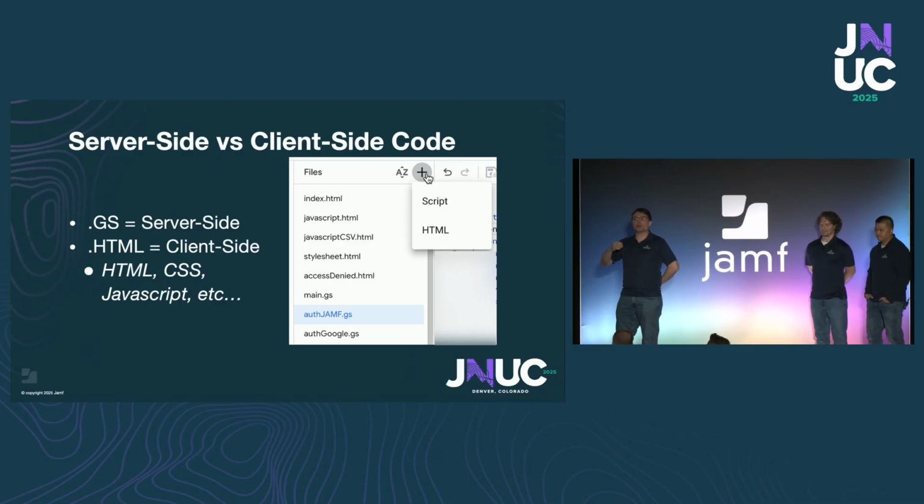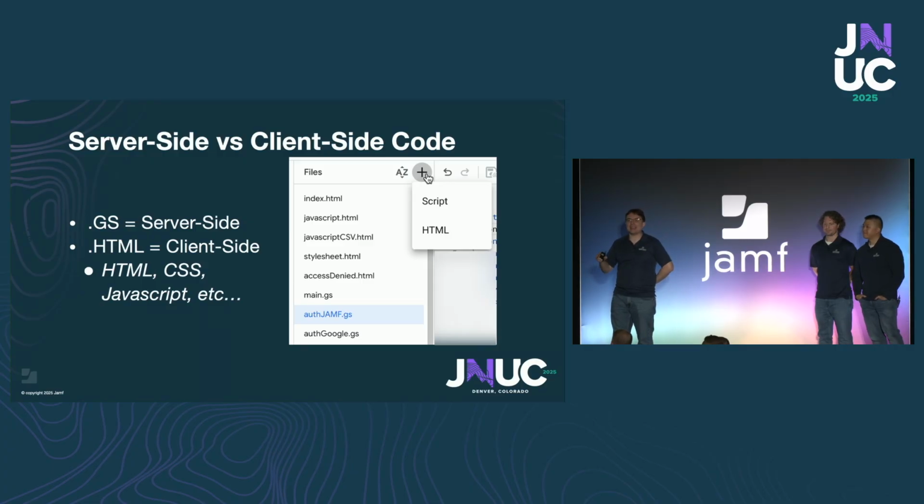Google Apps Script has both client-side code and server-side code. As you create files in your project, you'll either create a script, which is server-side code and winds up with a .gs extension, or an HTML file, which is your client-side code. That's where your HTML, your CSS, and your client-side JavaScript will run. Everything in Google Apps Script is JavaScript. There's no other language involved.